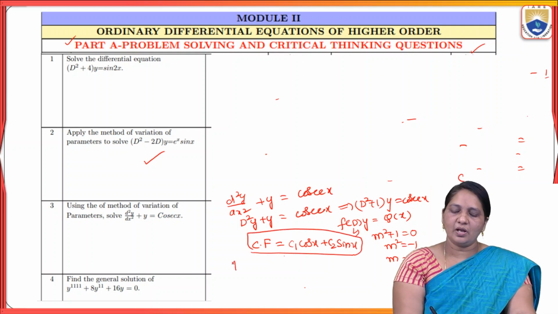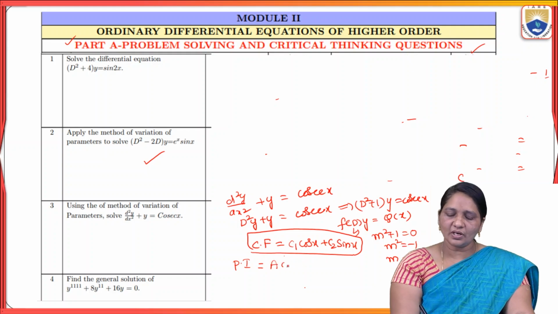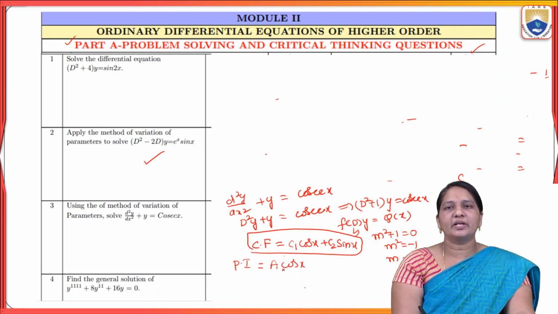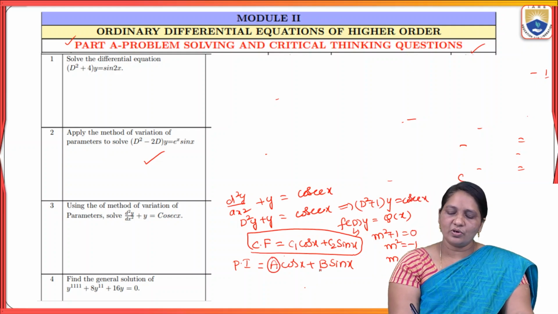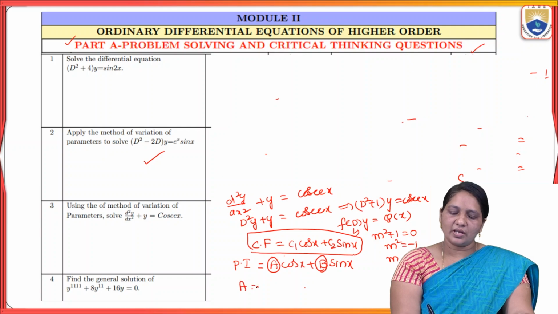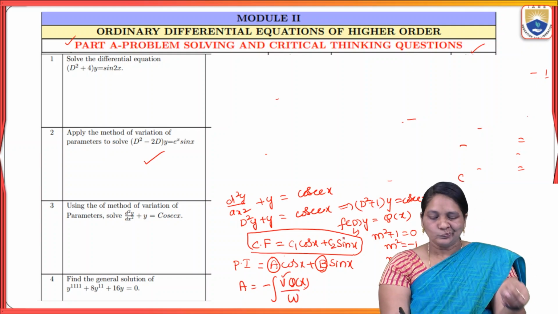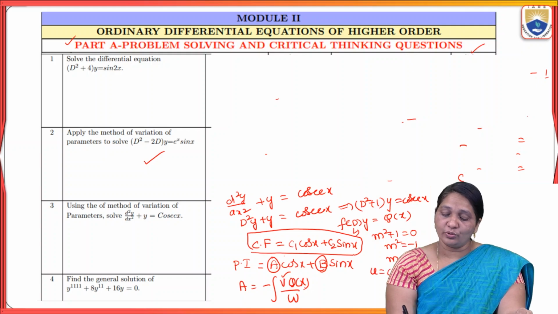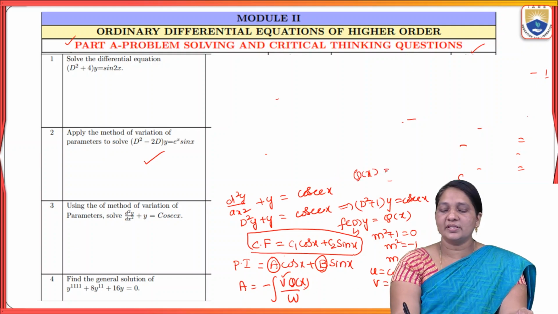So now we are using the particular integral. What is the particular integral? a into cos x, that means in place of c1 we are taking a, plus b into sin x. This is the assumed particular integral. So from this we are going to calculate the a value and b value. What is the formula for a? a is minus integral of v into q of x by w. Here the solution is u equal to cos x and v equal to sin x. So the v value is sin x and the q of x value we already know, that is cosecant x.